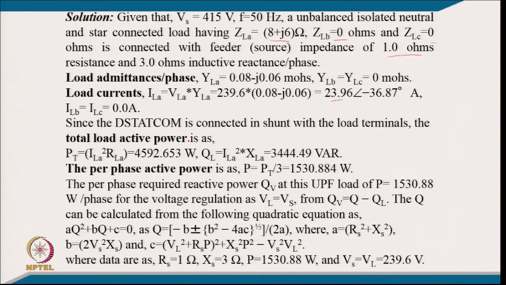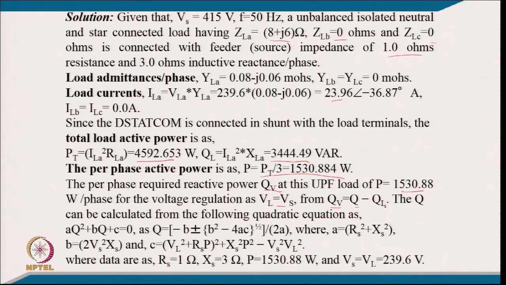So, we can find out the active power of the load, ILA square RLA. This is the active power of the load, and we can find out the reactive power of the load from the inductive part. The per phase power, if we really have load balancing, will be one third of it. So, it comes 1530.884 watt, and the per phase required reactive power for voltage regulation at unit power, so P equal to 1530.8 watt per phase for the voltage regulation, VL equal to Vs.